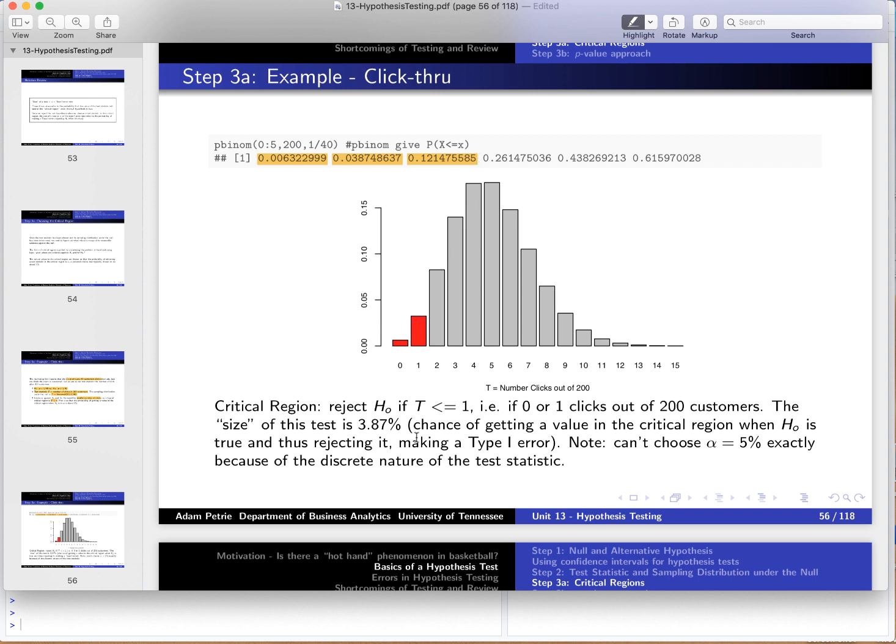So we'll use as our critical region t being less than or equal to 1. Essentially, if 0 or 1 clicks occur when we go collect data, that is going to be extraordinary evidence, sufficient evidence for us to reject the null hypothesis and go with the claim made in the alternative that the true click-through rate is less than 1 out of 40. So the size of our test, if we use this critical region, is 3.9%, the probability of landing a value inside that critical region when the null is true. Close enough to that 5%. We can't get it exactly 5% due to the discrete nature of this test statistic, but that's good enough.